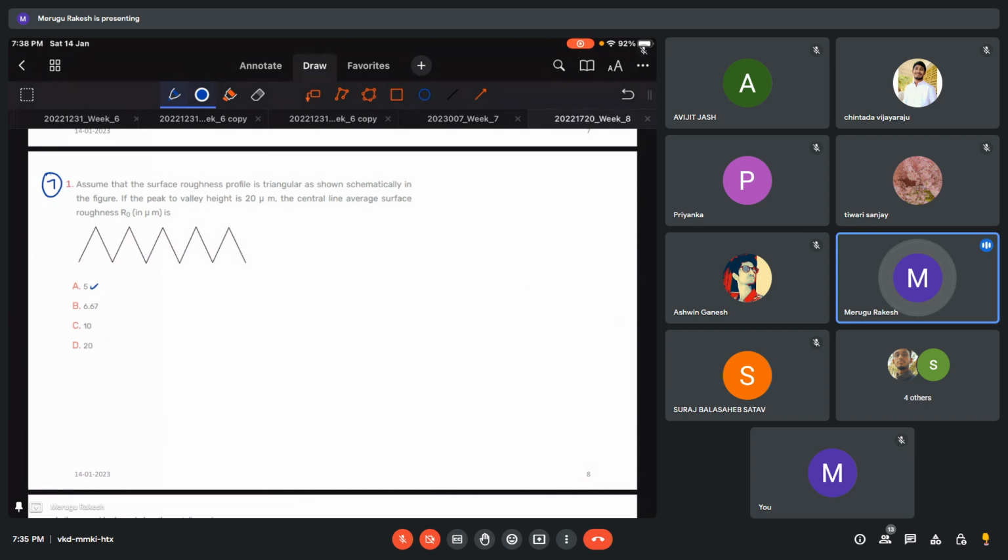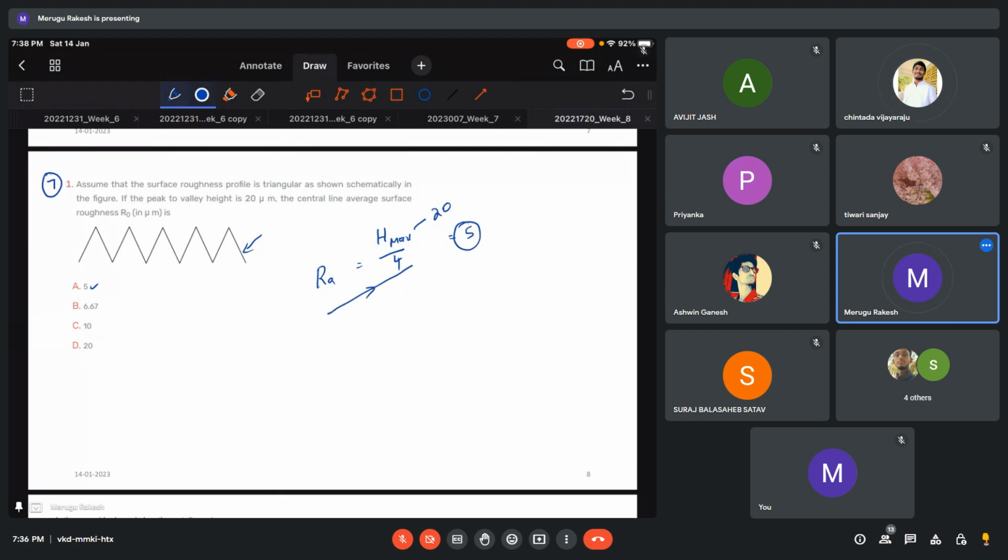So in this question, this diagram is just to confuse you. So this is a direct formula. And the maximum peak value given is 20, so you will get 5. In this they have given the profile, but we don't have any signature of the profile. So in that case, you can directly go with this formula.